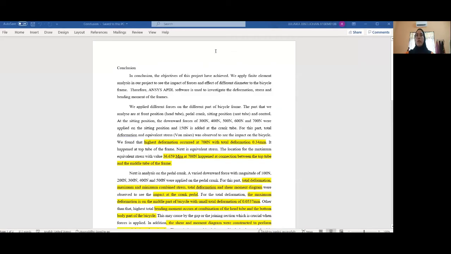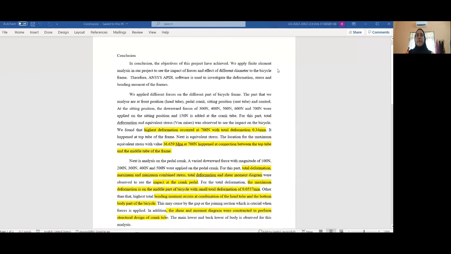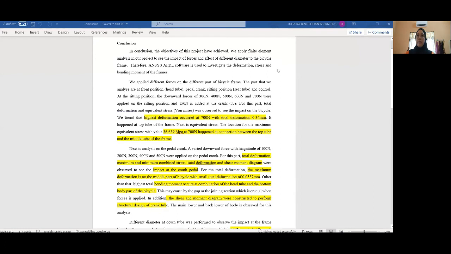Now we move on to the conclusion part. And so for the conclusion, we have achieved the objective of the project, and we also used finite element analysis in our project to see the effect of forces and the effect of the diameter on the bicycle frame. And ANSYS software is a very great tool to investigate the deformation, stress, and bending moment of the frame.